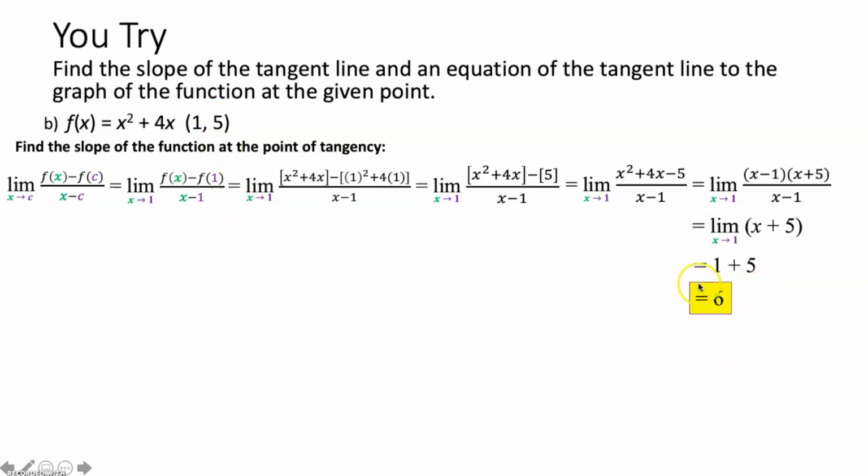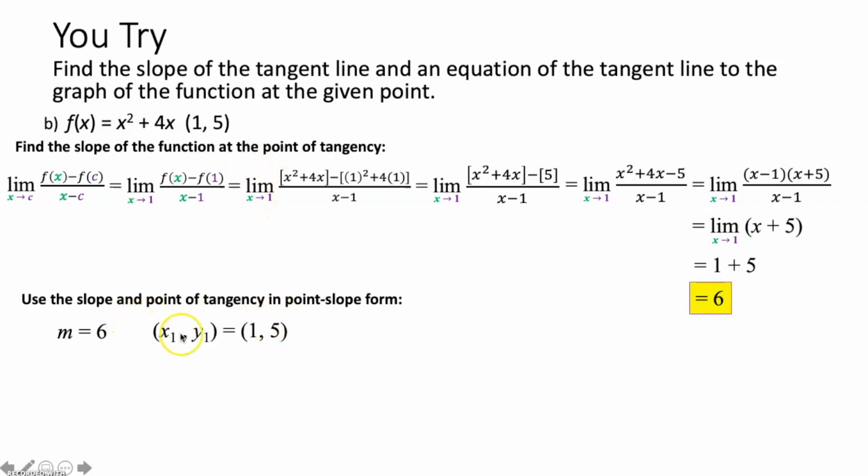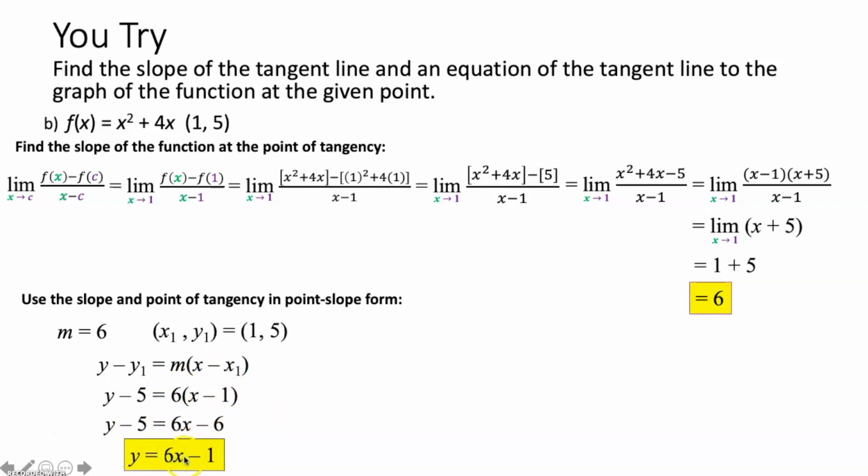I can then use this to write the equation of the tangent line to the graph at this point. To write the equation of a tangent line, I need a slope, which I have, and a point, which I also have. So then I take those and plug them into point slope form, and it looks something like this. y minus 5 is equal to 6 times the quantity x minus 1. Now I can distribute the 6 to the x and to the negative 1. I can add 5 to both sides, and I get y is equal to 6x minus 1. This is the equation of our line that is tangent to this curve at this given point.